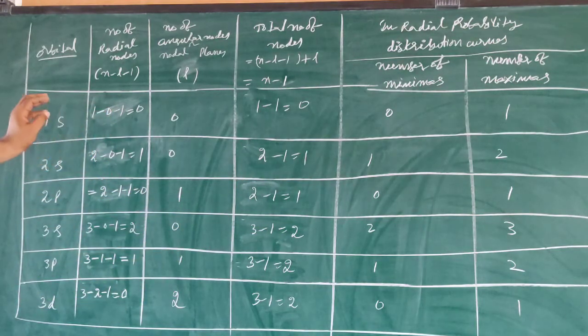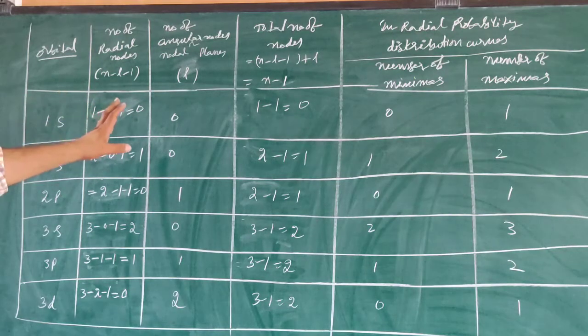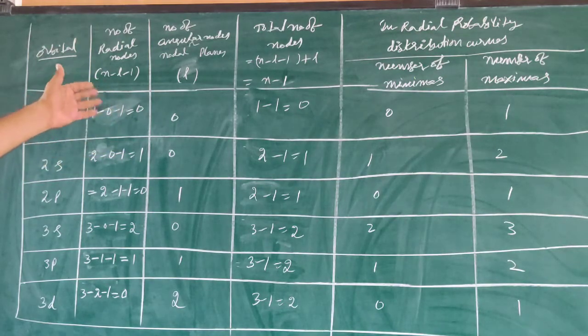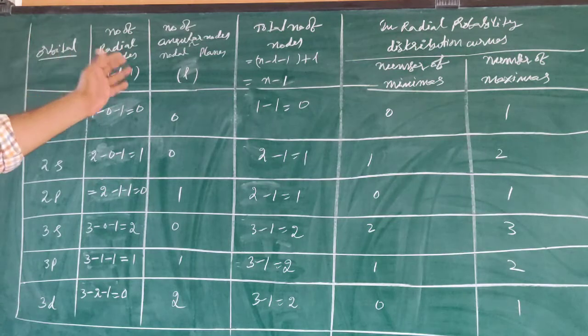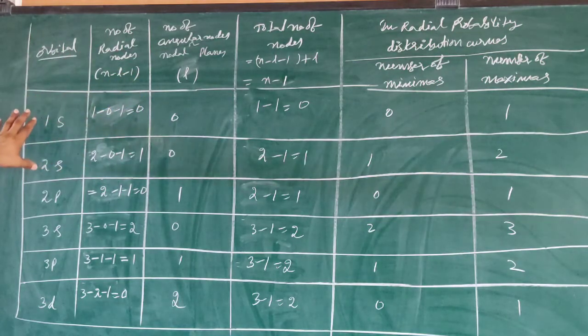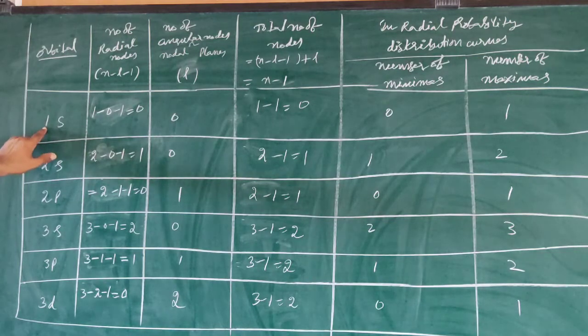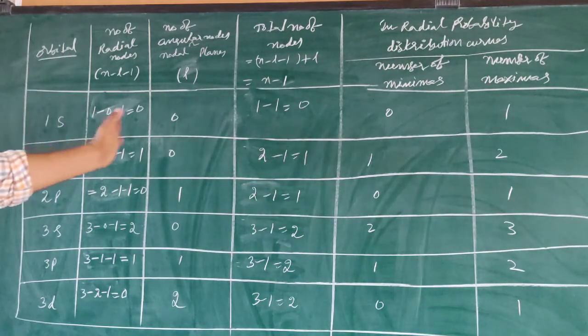In the previous examinations also, in so many examinations, they asked about the total number of nodes, number of radial nodes, and number of angular nodes. Okay, please once again observe this one represents the n value, this one represents the l value, like this. So if you revise all the n values and l values, you can do it easily.